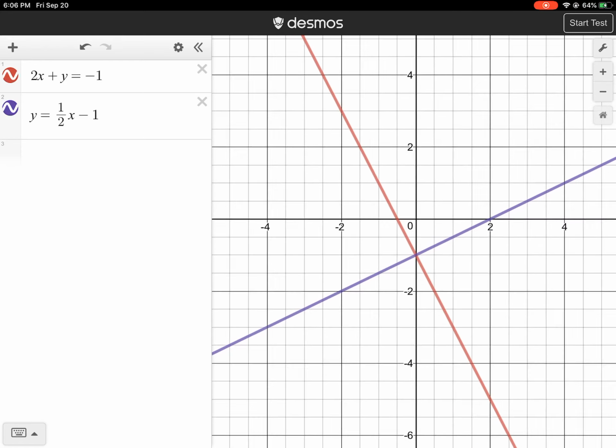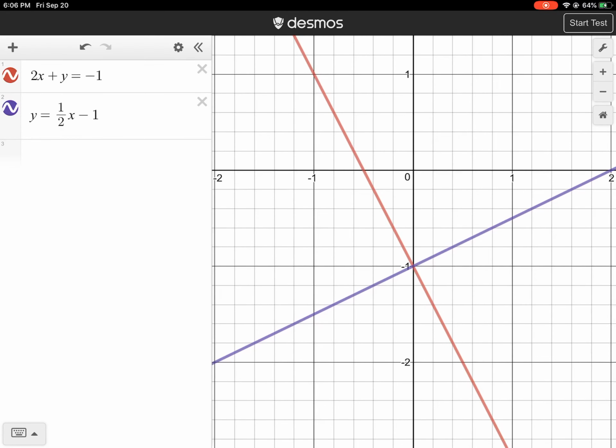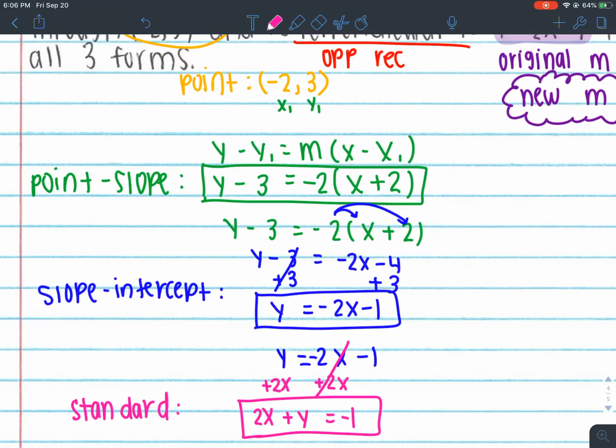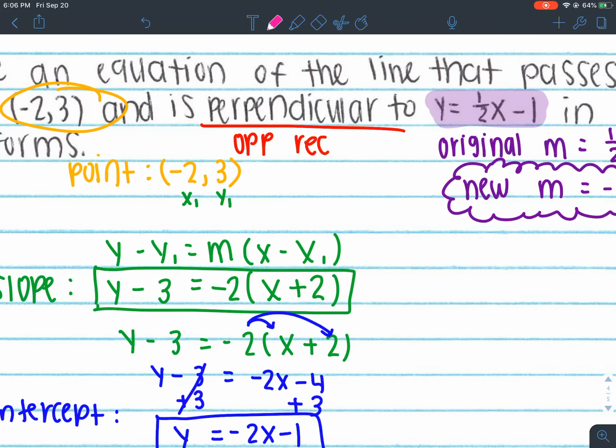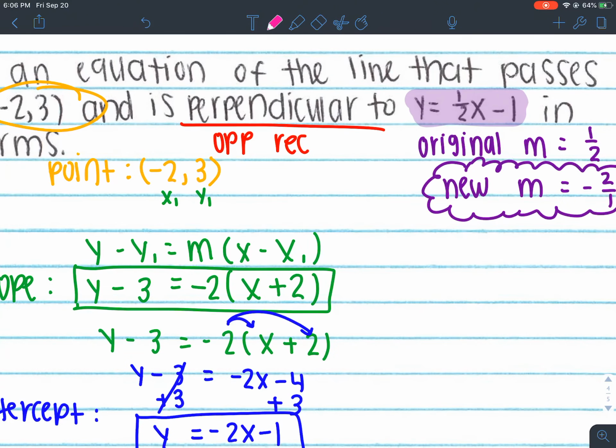Oh my goodness. Sorry, I'm dragging. There we go. They're perpendicular to each other. They cross each other at a 90-degree angle. And I can check to see things are perpendicular if they have opposite reciprocal slopes. So for example, in point slope here, I have a -2 as my slope. My original line had a slope of 1/2. So those are good because those are opposite reciprocals. Opposite is opposite sign, reciprocals means you flip the fraction.